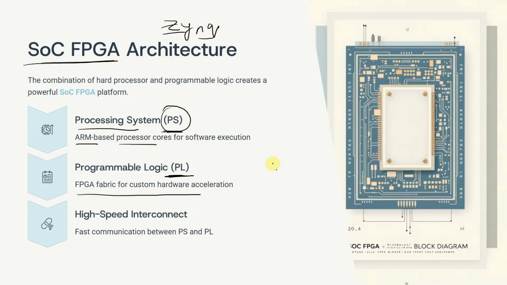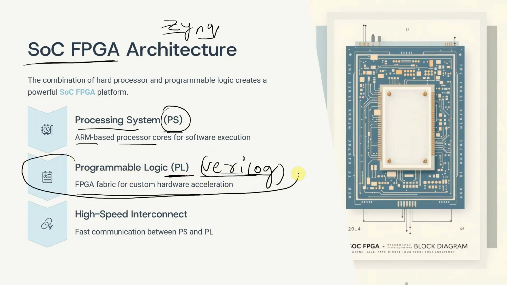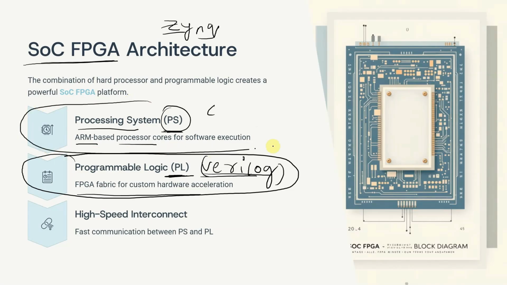Whatever Verilog code we have written will be executed in this PL. Please remember this. Whatever Verilog code we write and implement, or configuration, the LUTs and CLBs we have discussed, will be present inside this PL. And the processor, like running your instructions, running your software, running your C language, executing your software applications, everything will be done over this processing system.